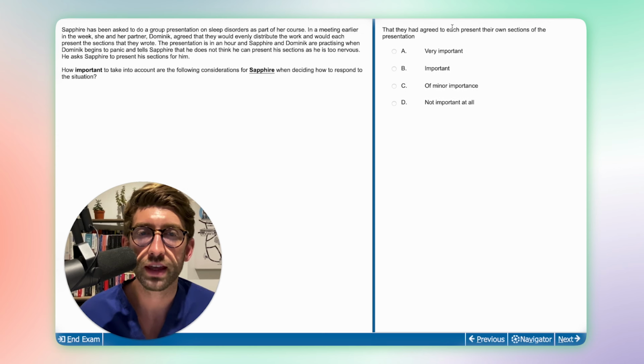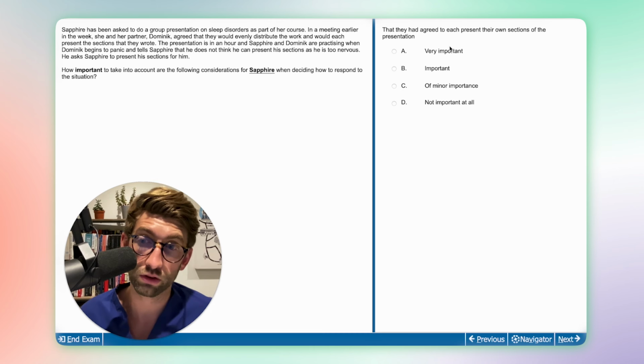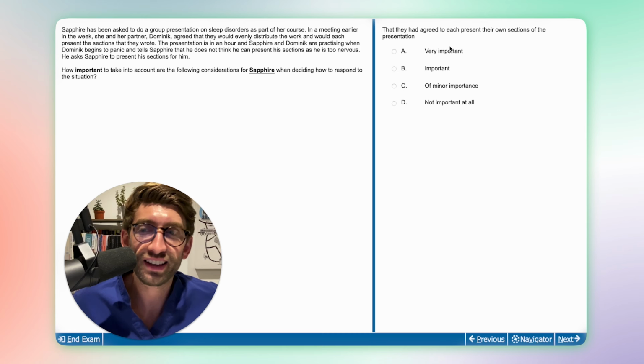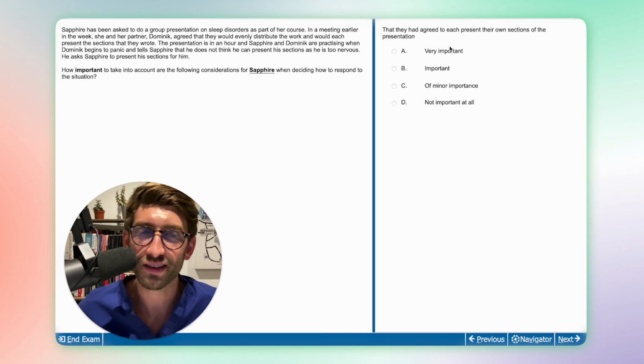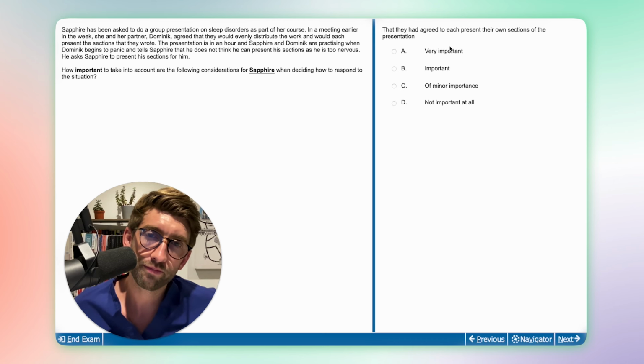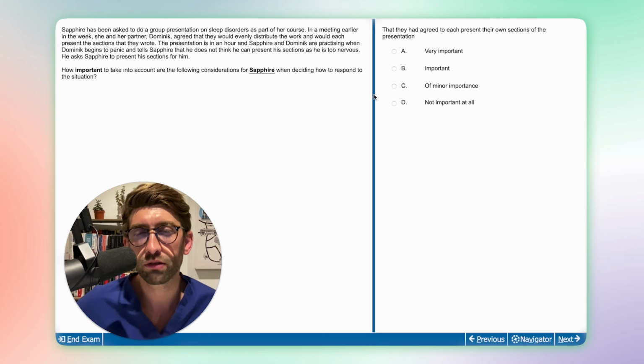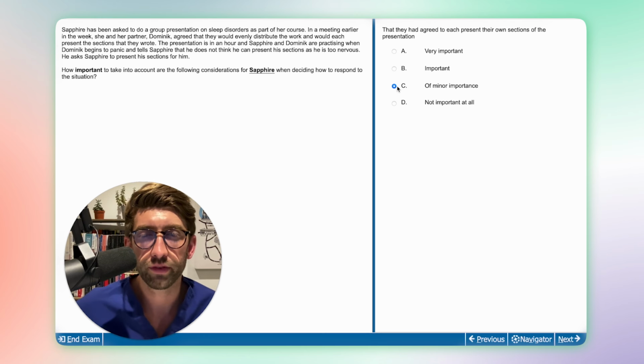Here we go. Good. They had agreed to present each of their own sections of the presentation. Again, ultimately, what is the goal here? The goal is to make sure that Dominic is well or able, and also that the presentation clearly needs to be done. The show must go on. This audience really needs to know this information, otherwise the institution will crumble. But I'd say the fact that they agreed to do their own presentation is probably of minor importance, because ultimately they both planned and had every good intention of doing it, and the fact that he's nervous, he couldn't help that, right?